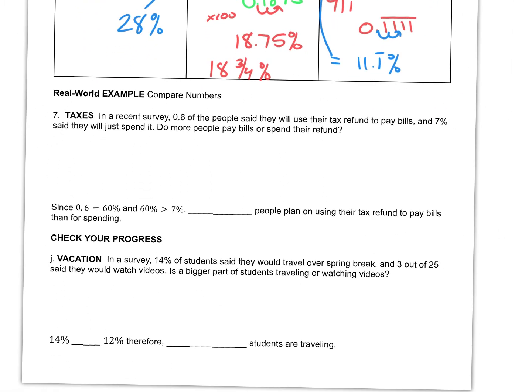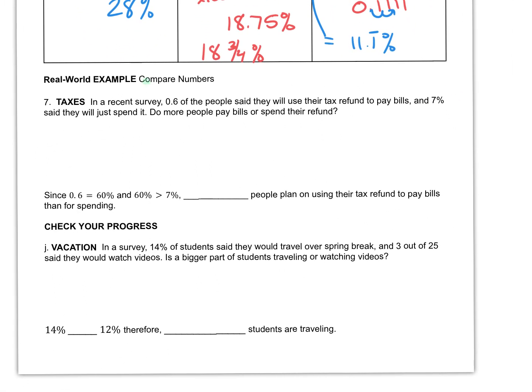All right, real world examples. Now we're going to compare. Compare meaning we're going to know if it's greater, less than, or equal to. Going back and forth on all these things. So taxes. In a recent survey, 6/10 of people said they use their tax refund to pay bills. 7% said they just spend it. Do more people pay bills or spend their refund?